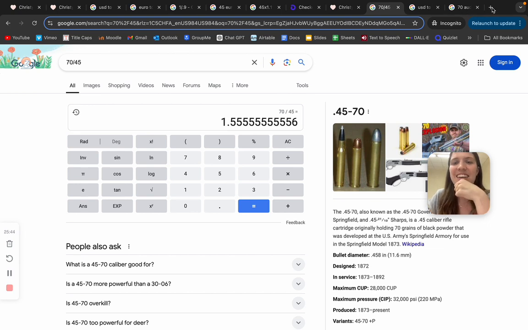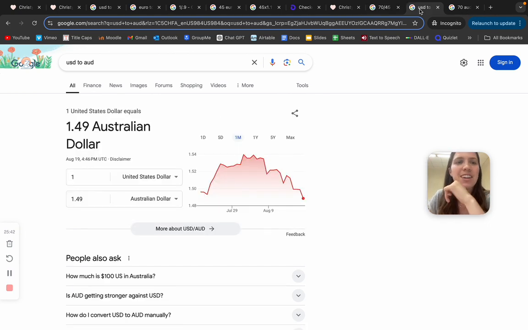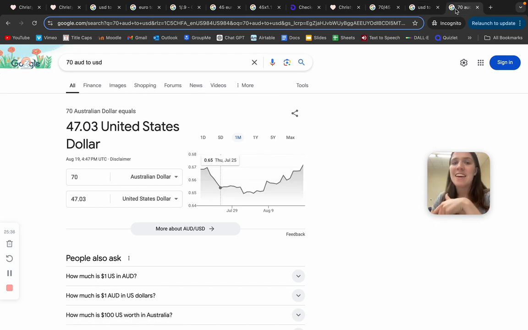So drum roll, please. How we can find this is by going US dollars to Australian dollars. And that exchange rate is 1.49. So what this is going to mean is 70 Australian dollars is going to be 47 US dollars, which is obviously more expensive than 45. So we're going to still want to buy from the US website because the exchange rate is under the rate of conversion.